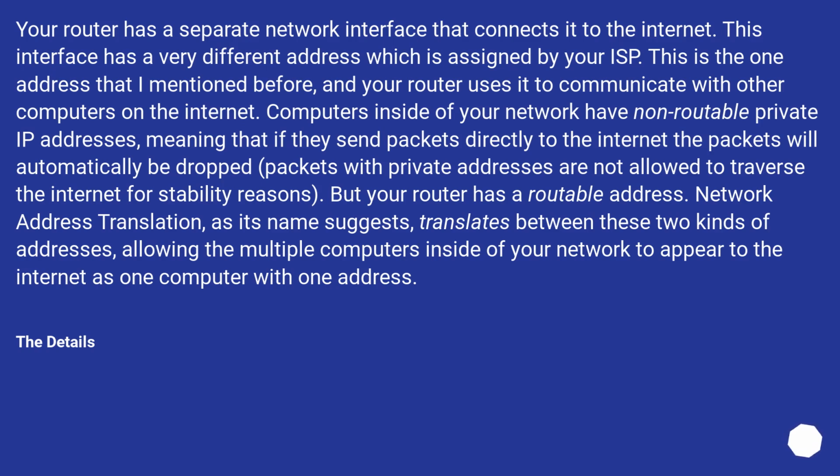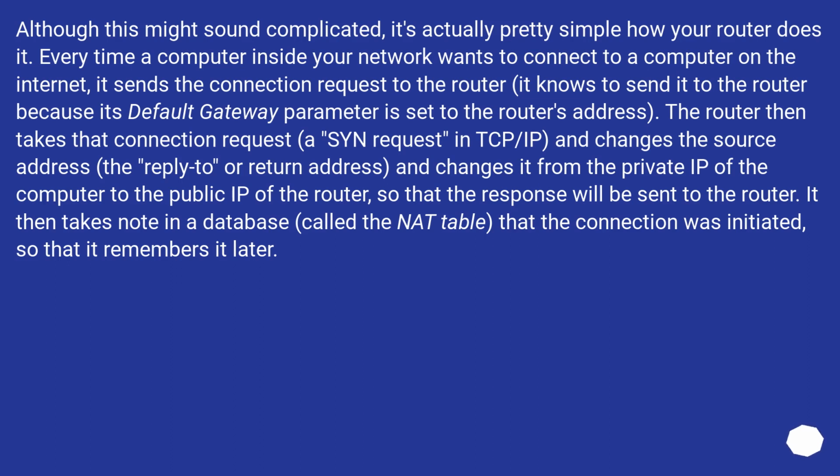The details. Although this might sound complicated, it's actually pretty simple how your router does it. Every time a computer inside your network wants to connect to a computer on the internet, it sends the connection request to the router. It knows to send it to the router because its default gateway parameter is set to the router's address. The router then takes that connection request, a SYN request in TCP/IP, and changes the source address, the reply-to or return address, from the private IP of the computer to the public IP of the router, so that the response will be sent to the router.